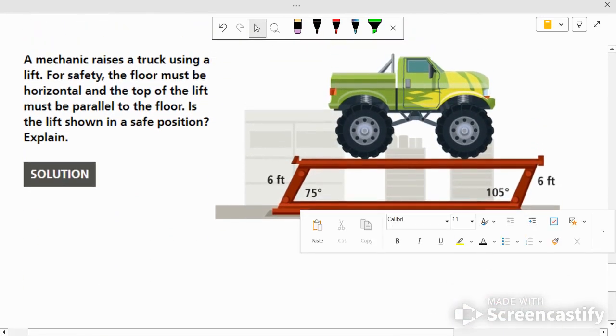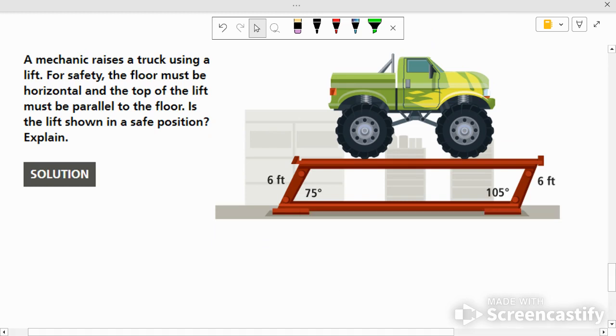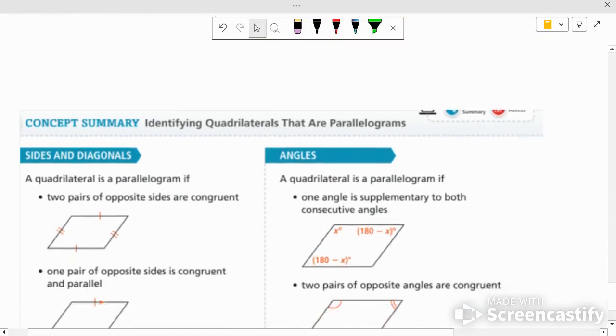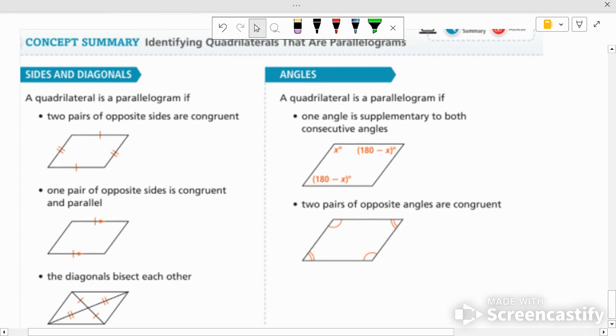Okay, last one. Monster truck is on a lift. For the monster truck not to roll off the lift, it has to come up horizontal to the ground. These two lines have to be parallel. So is this a parallelogram? Yeah. What do these two add up to? 180. This is both parallel, and since these are both 6, they're both congruent and parallel. It's a parallelogram. That's what it's all about. Boom, you may start.